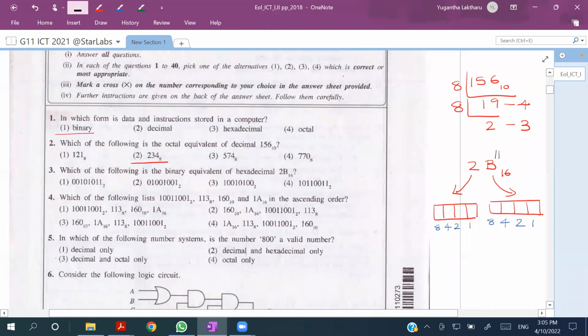So B means 11. For 2, we can say it's 0, 0, 1, 0. For the 11, it's going to be 8 plus 2 plus 1, so no value for the 4. So it's going to be 0, 0, 1, 0, 1, 0, 1, 1. Yeah, it's going to be the very first answer, right? 0, 0, 1, 0, 1, 0, 1, 1. So this is going to be the answer.